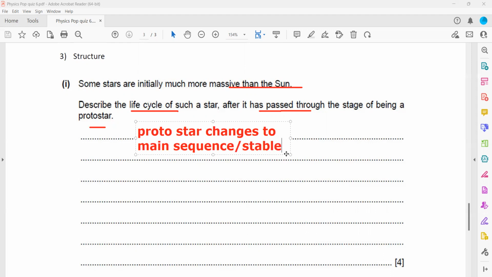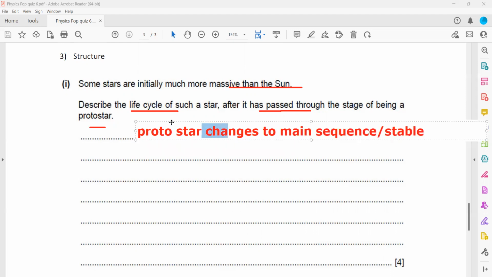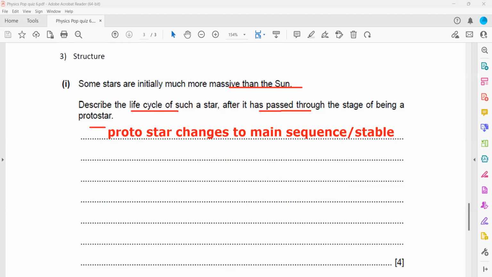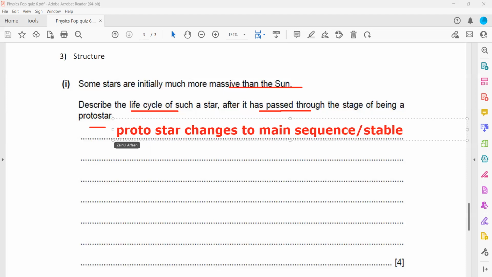For a main sequence or stable star, the radiation pressure is equal to the gravitational force. So the star won't change its size and it undergoes hydrogen fusion. That is the first thing. Then what will happen when the hydrogen fusion ceases? The star will first reduce in size as gravity is stronger, and that reduction in size increases the temperature, which starts helium fusion. And when it starts helium fusion, the star will expand.